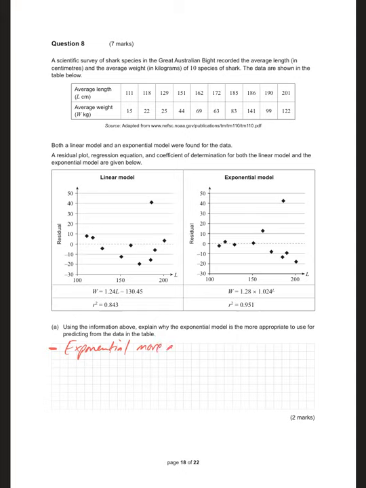More appropriate because R squared is 0.951, much closer to 1 than the 0.843 of the linear model.